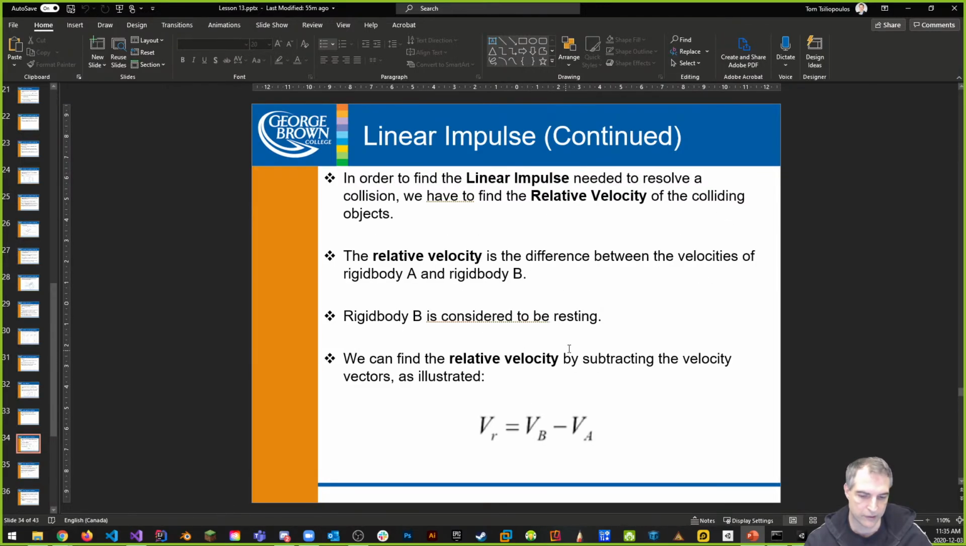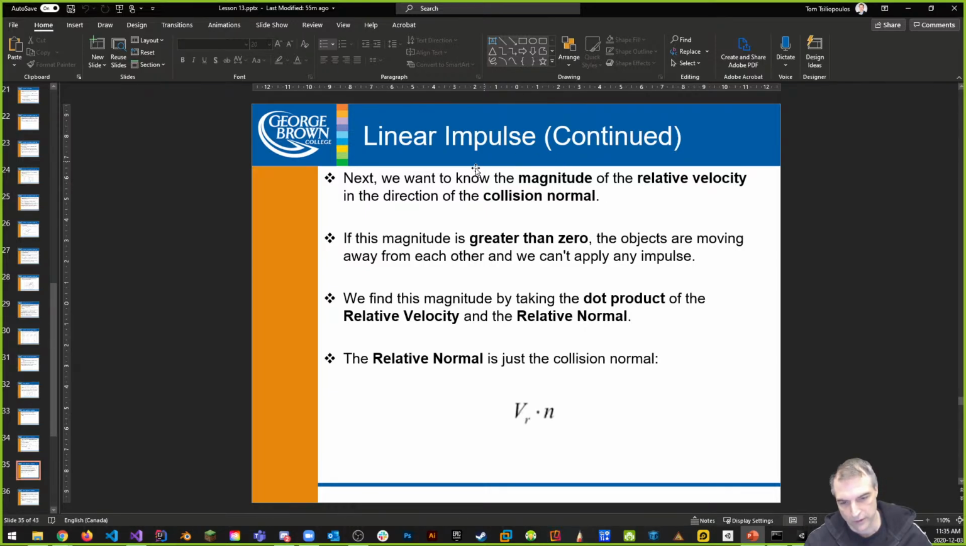So we've found relative velocity, and then what we want to do is know the magnitude of the relative velocity. Again, relative velocity is going to give us a direction, right? And we also want to know, because the vector is both direction and magnitude, right? We want to get that. And that magnitude is going to be along the collision normal. We're going to calculate the collision normal based on the relative velocity, right? If the magnitude is greater than 0, then the objects are moving away from each other and we can't apply any impulse, right? So that's something to note as well, the magnitude of the relative velocity.